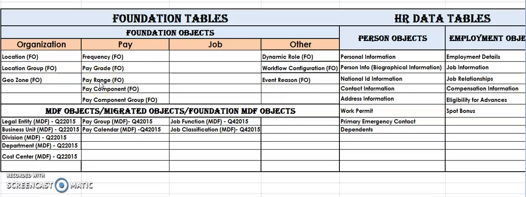The next one is pay range. Pay range is the minimum salary, maximum salary, and average salary for every grade. Here we define the grades, and for each grade, what the minimum salary, maximum salary, and average salary are, we define in the pay range. This is also one of the foundation objects.